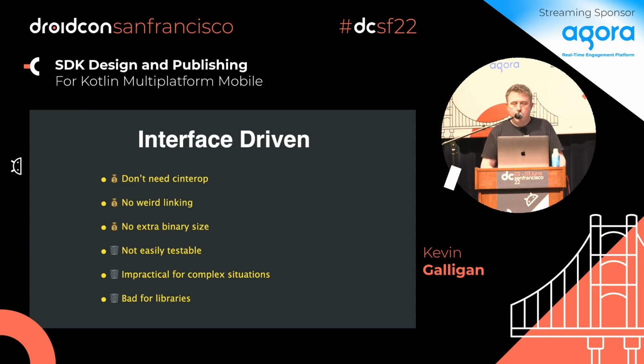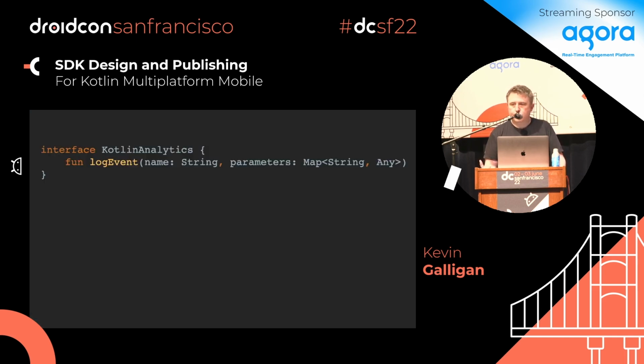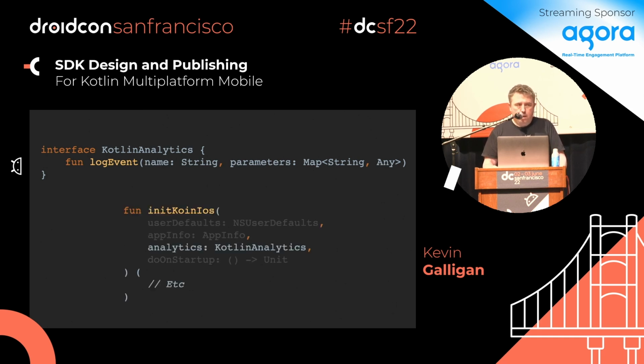But the always example I put out is analytics, right? Most analytics libraries have a function for an event that's a string that takes a map of other data, and every analytics library basically has this pattern. I mean, it differs, of course, but generally speaking. So you make this interface in Kotlin, and then we have a function that when we start the app, we pass in some stuff from iOS.